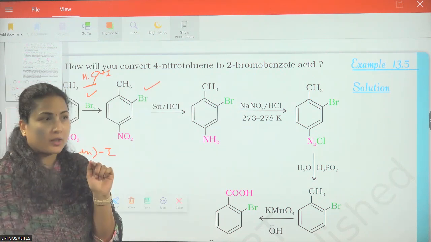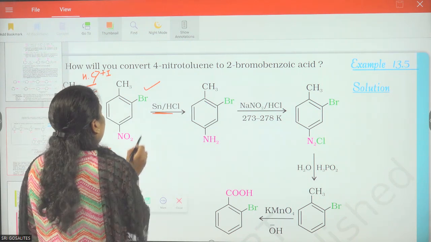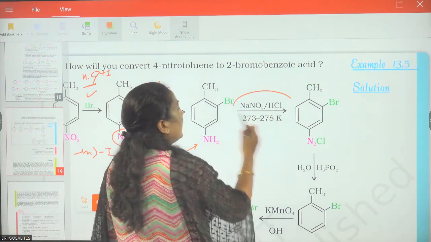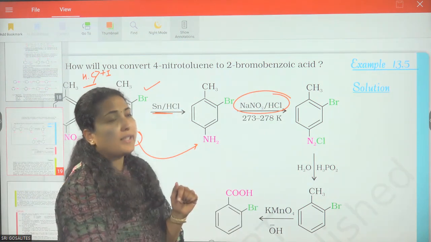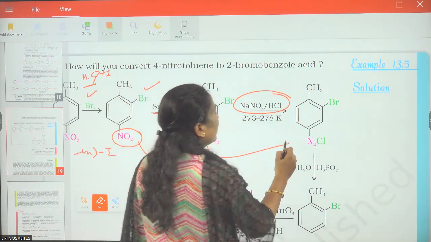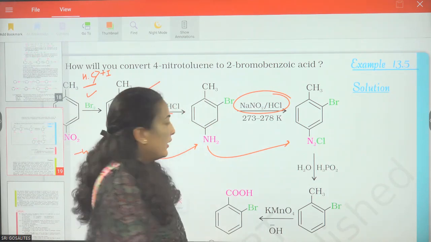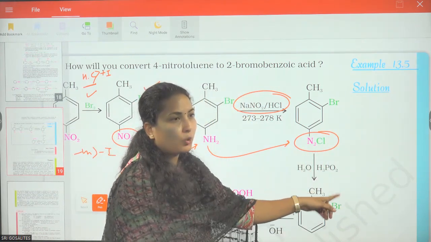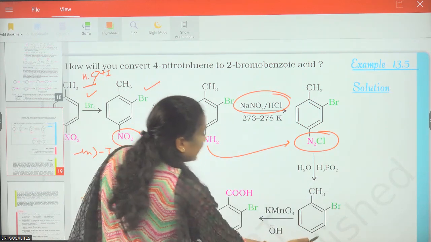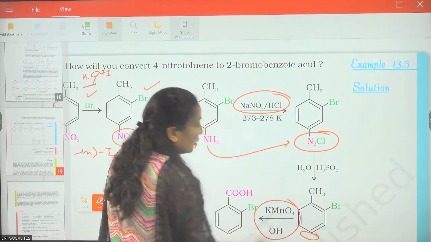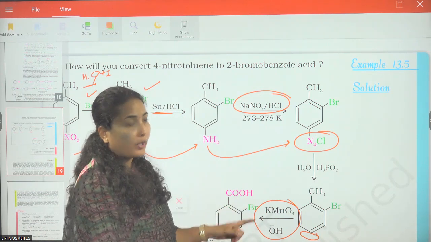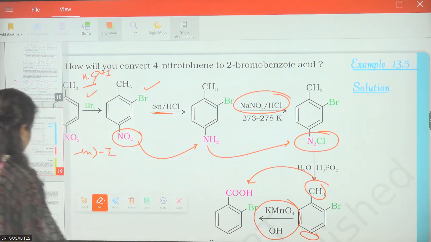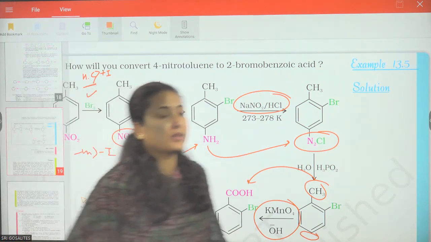Now Sn/HCl is going to convert this to NH2. After that, I employed NaNO2 and HCl, or HNO2, so that I can convert this into diazonium chloride salt. After that, I want to get rid of this, so bring the reducing agent like H3PO2 or else ethanol. In that case, that will be gone. After that, you bring hot alkaline KMnO4. It will convert this directly to the COOH. Okay, I hope this is clear to all of you.